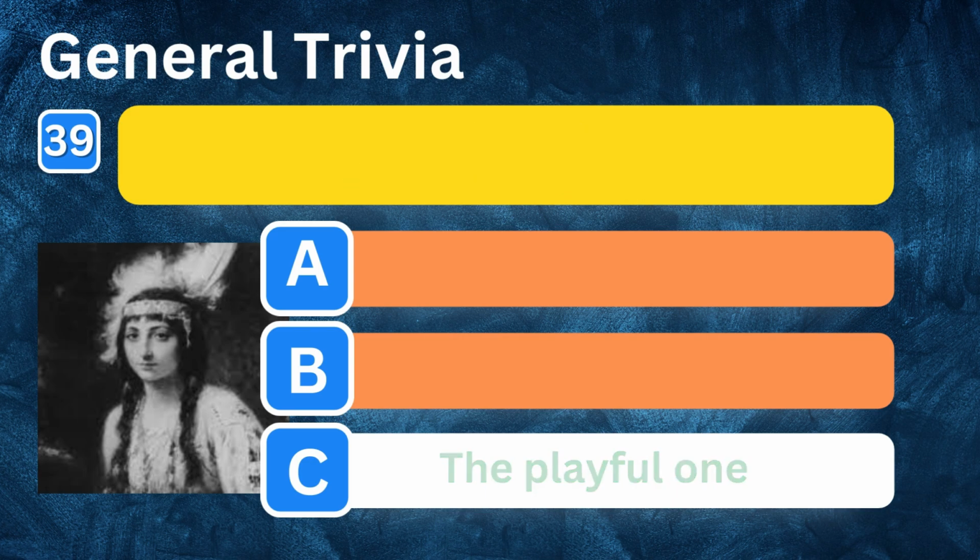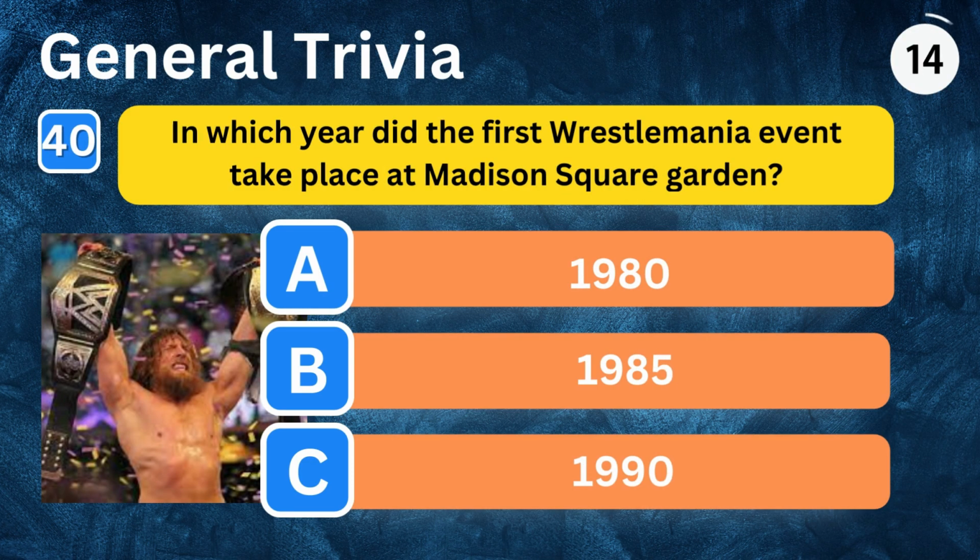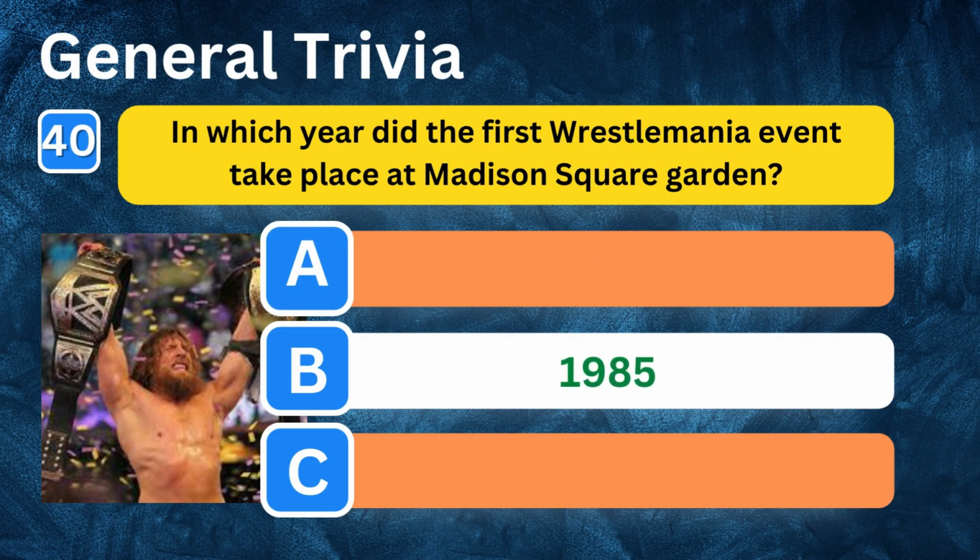And the final question of this week's quiz, question 40. In which year did the first WrestleMania event take place at Madison Square Garden? Was it 1980, 1985, or 1990? And the answer was 1985.